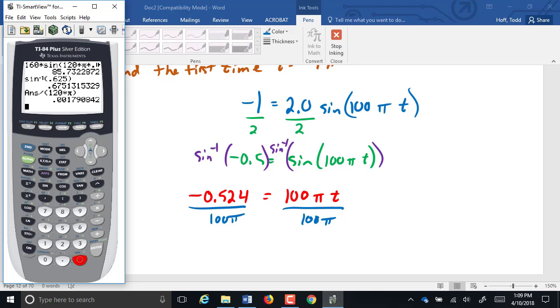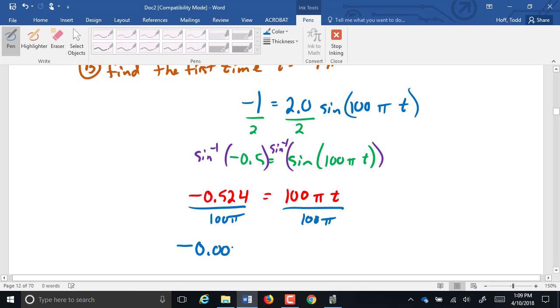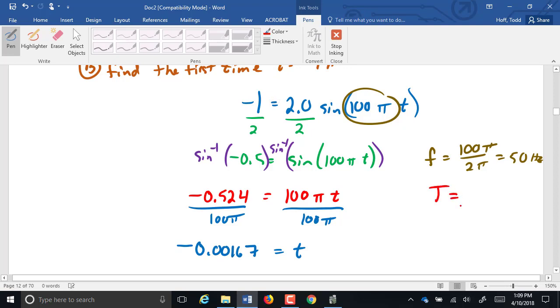So negative 0.524 divided by, now you could have also just done divided by 100 and then divided by pi. I did divided by and then in parentheses I put the 100 times pi. Okay, negative 0.00167. That's the time. Problem is that's negative. That's not during the first cycle. So let's find our period here. To find our period, we're going to find the frequency first, which is the 100 pi is omega divided by 2 pi. That's just going to give us a frequency of 50 hertz. Our period then is 1 over 50, 0.02 seconds, or 20 milliseconds.